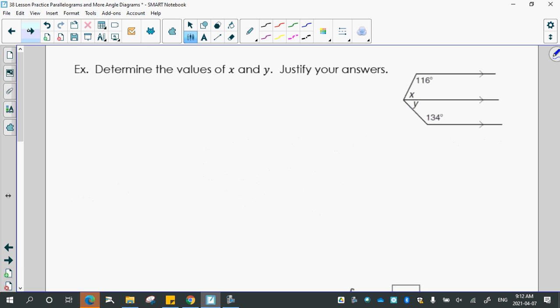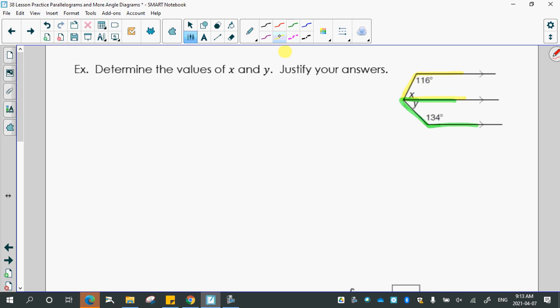Okay. Determine the values of x and y. Justify your answers. Any ideas? Yeah, you can use a C. Very good. So there's a C here, and then there's another C here. Okay?